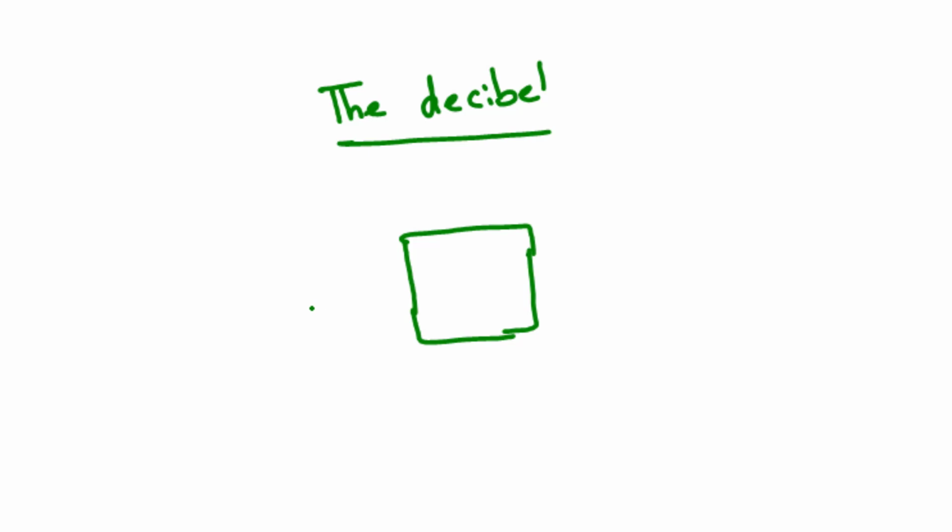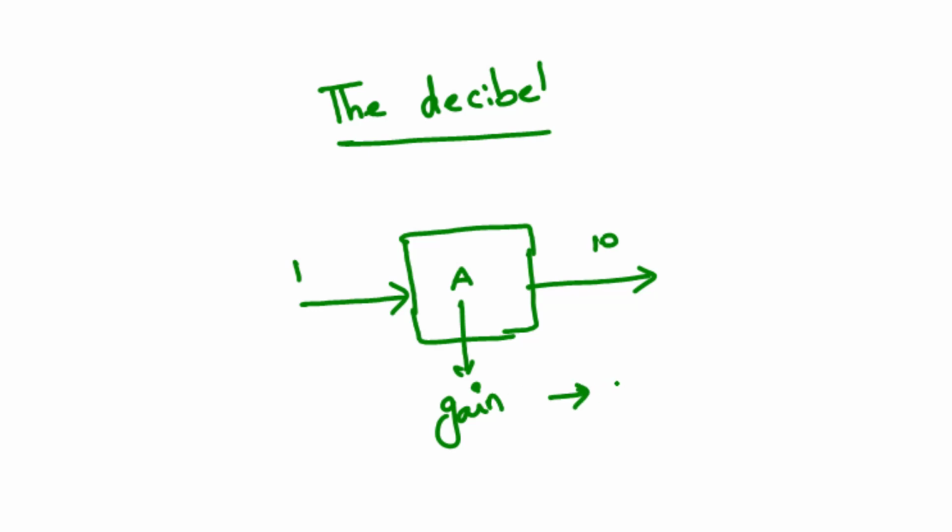So for instance, I have a certain block. I name that block A, and it has one input and one output. The input is given as 1 and the output is 10. So the gain of the block can be represented as 10. The gain is how much output we are getting relative to the input that we are giving. In this case, the output is 10 and the input is 1, so the gain of the system is 10.